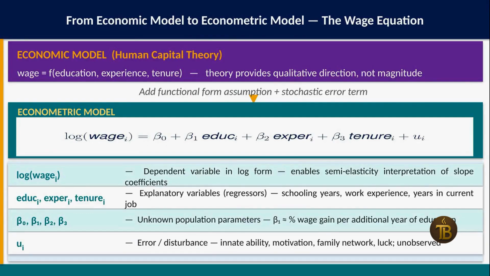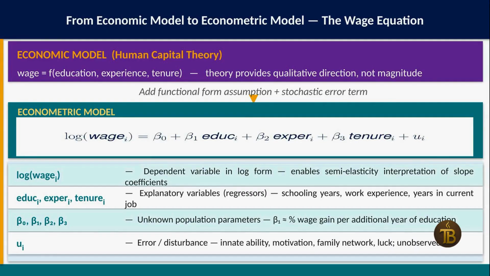Let's see this whole process side by side using the classic wage equation. On the left, the economic model from human capital theory simply says wage is a function of education, experience, and tenure. Theory tells us the direction, but not the exact magnitude. To turn this into an econometric model, we add a functional form assumption and a random error term. The result: log of wage as the dependent variable. Using the log lets us interpret the slope coefficients as percentage changes.